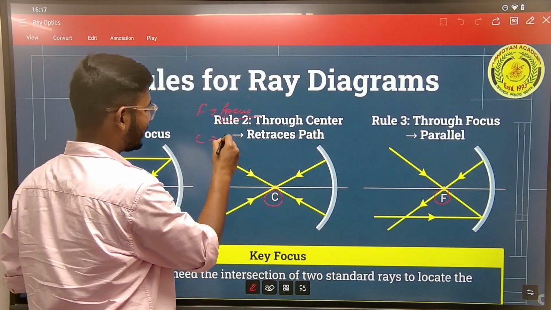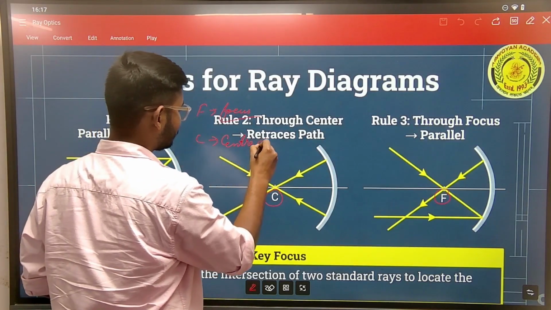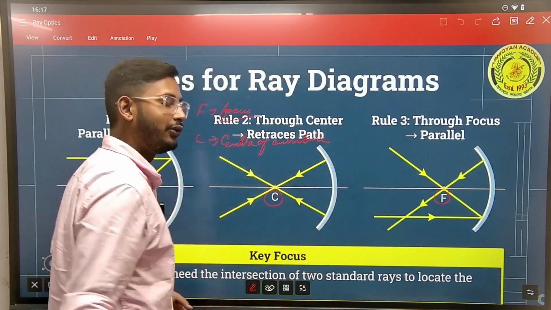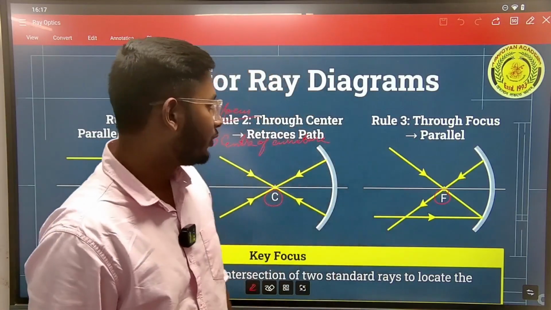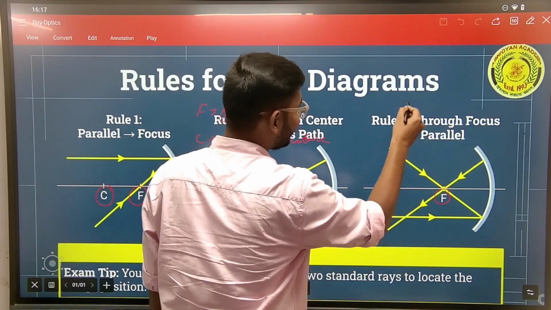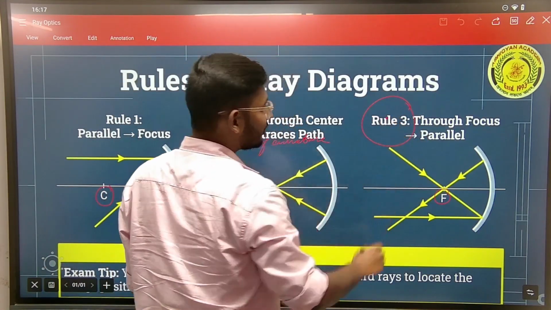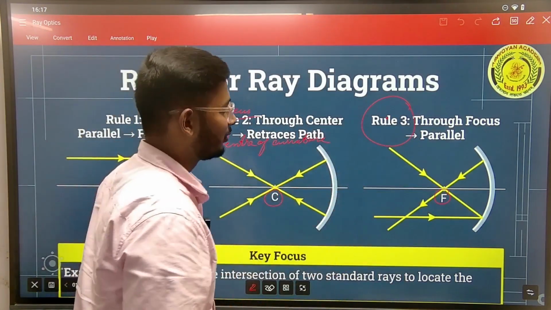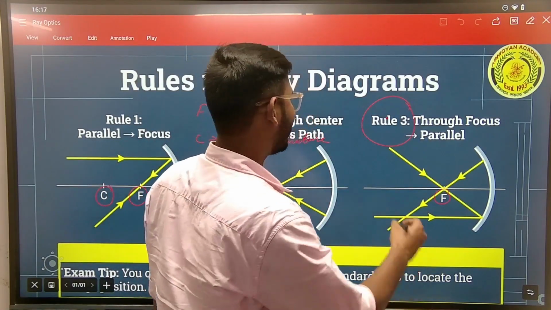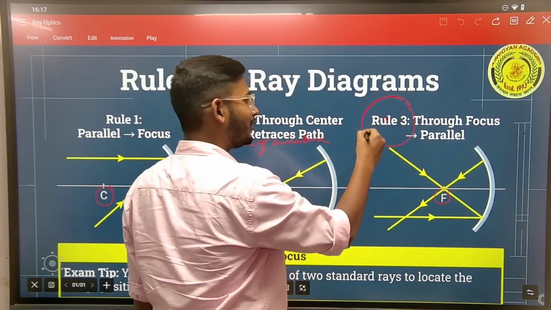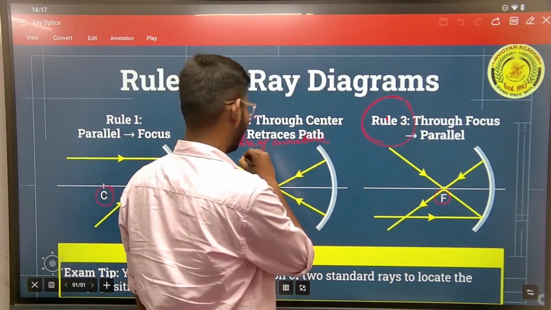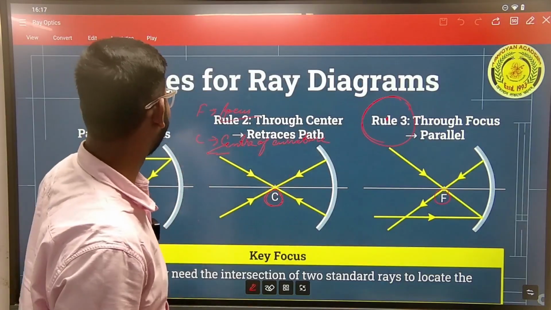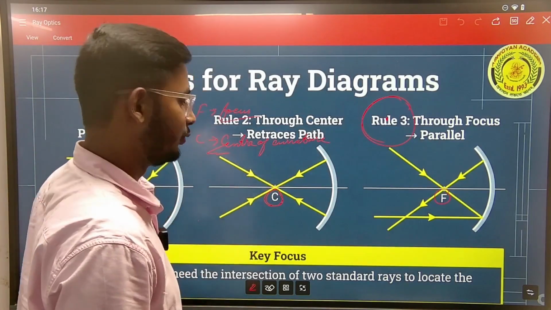C is the center of curvature. As I said, spherical mirrors are a part of a sphere. So obviously the sphere has a center. That center is called the center of curvature, and it is denoted by C. Now let us go to the rules.